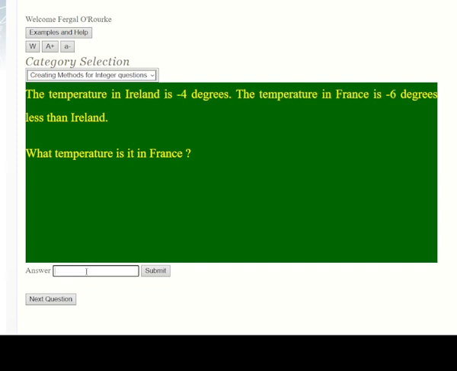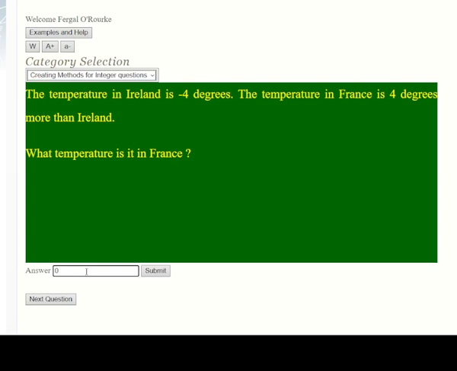Okay, and I've already completed the section, so it keeps telling me that I've already completed this section, but let's keep going. France is less than Ireland, so it's -4, take away -6, which is +2. France is more than Ireland, so you would add the difference. So it's -4 plus 4, which is 0. It's 0 degrees in France.